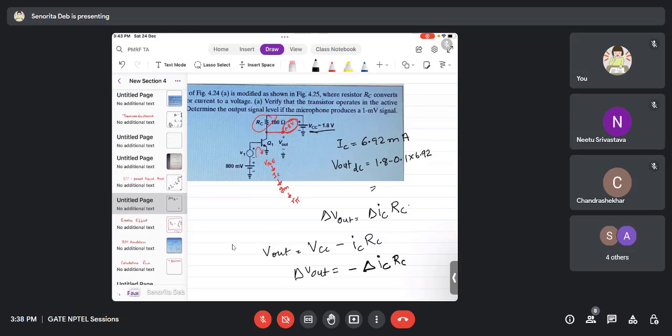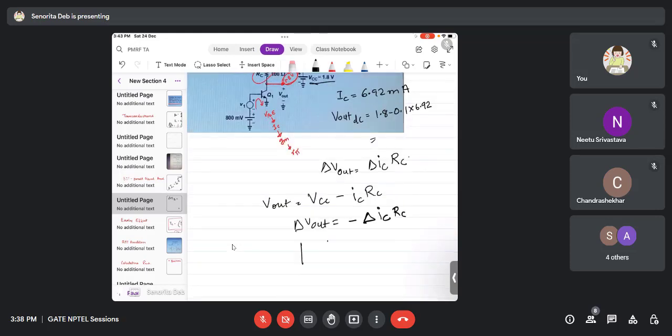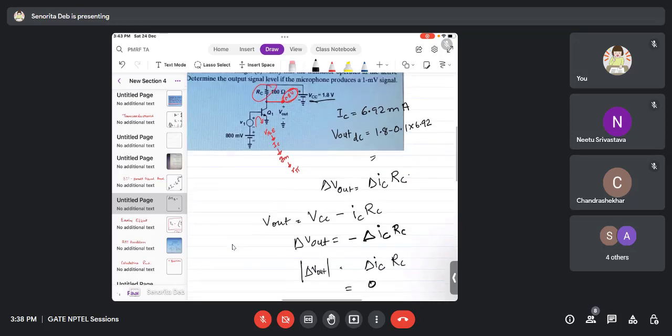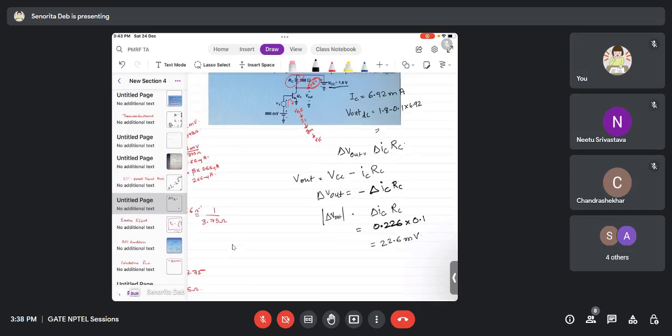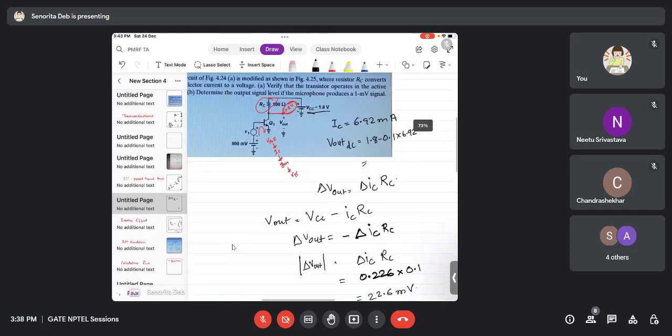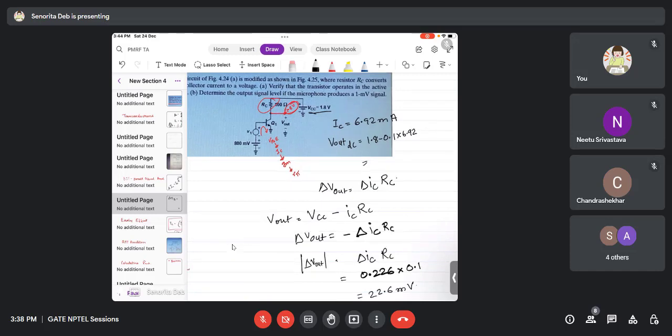Forget the negative sign as of now. What is the change in the V out? The change in V out is delta IC into RC, and the delta IC that we found out was 0.226 milliampere into 0.1, right? So there is a 22.6 millivolt change in V out because of the change in current. I had subtracted 1.8 also, so 1.8 should not be there because we are talking about the change.